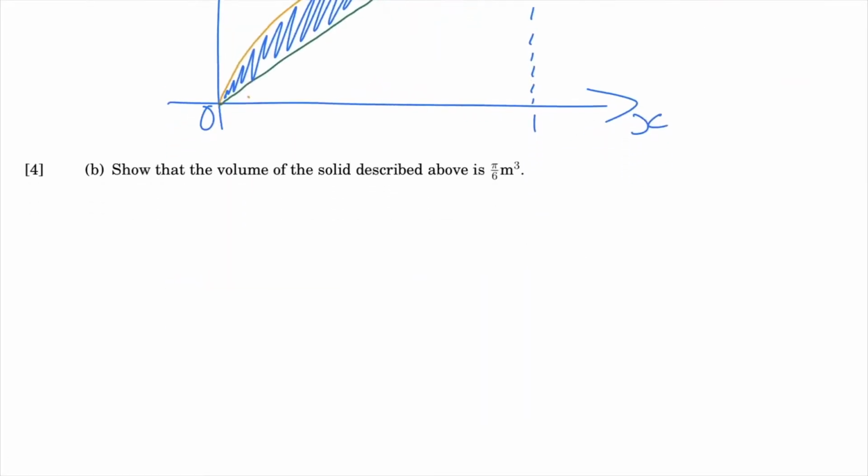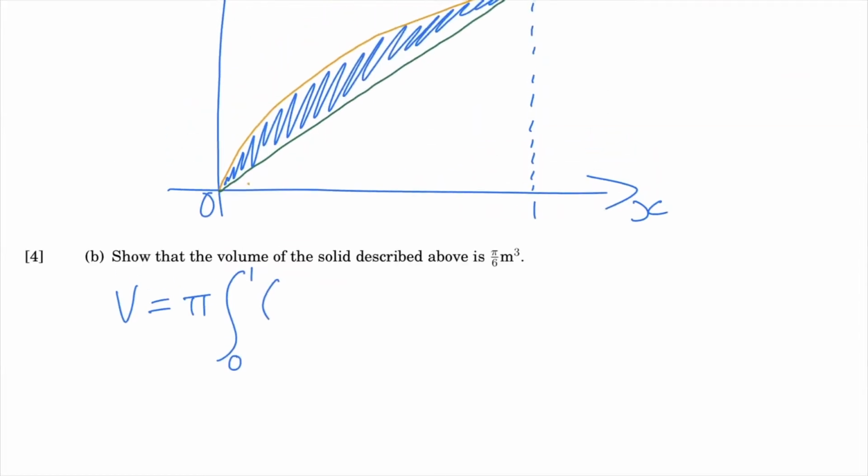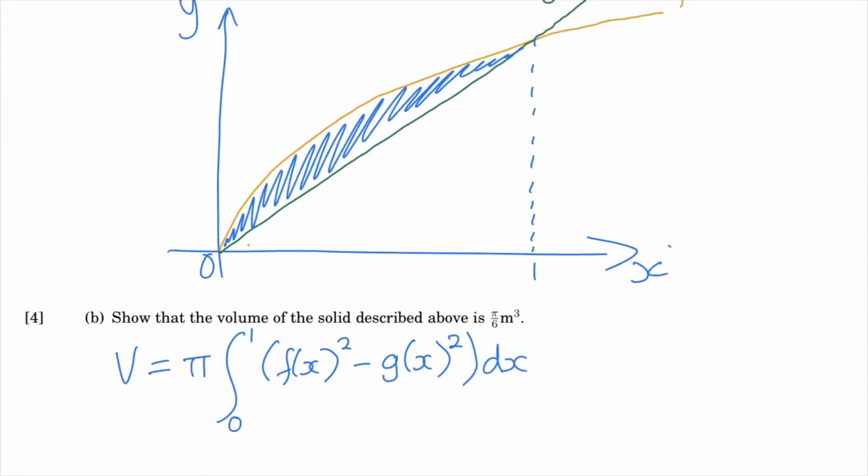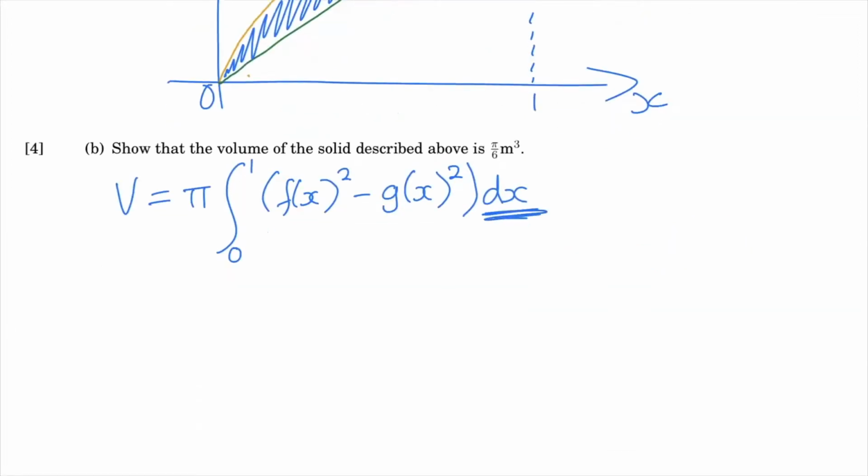I'm now asked to show that the volume of this solid is pi over 6 meters cubed. So how do we do this? Well, the volume of our solid of revolution is going to be pi times the integral from our start to our endpoint, so in this case 0 and 1, of my exterior, so that's f of x squared, minus my interior squared. That's done with respect to x. So we're rotating this solid around the x-axis like this. A lot of people forgot the dx here. Remember, when we're doing an integral, we need to say what we are integrating with respect to.